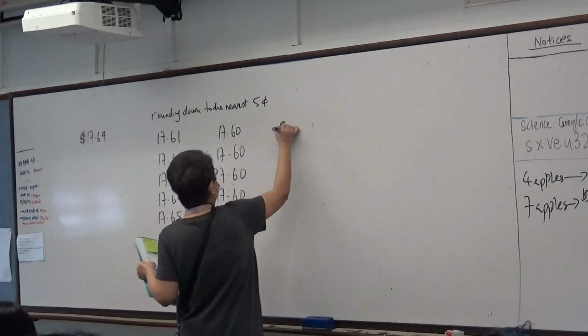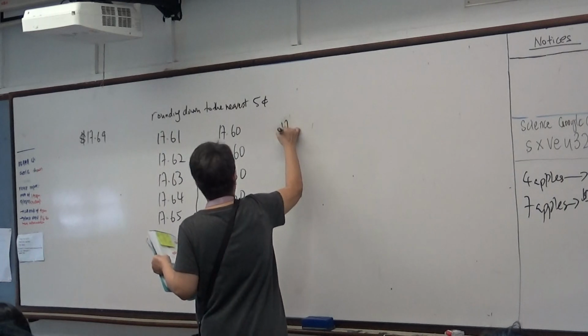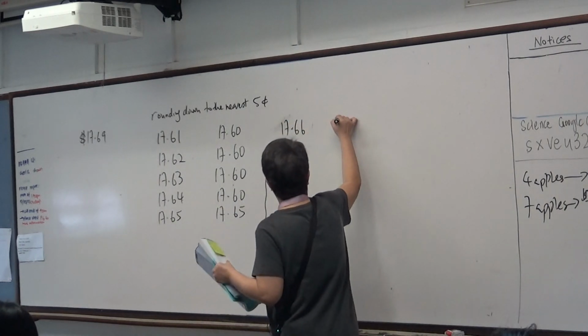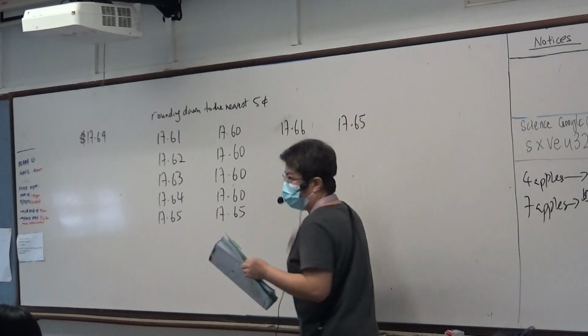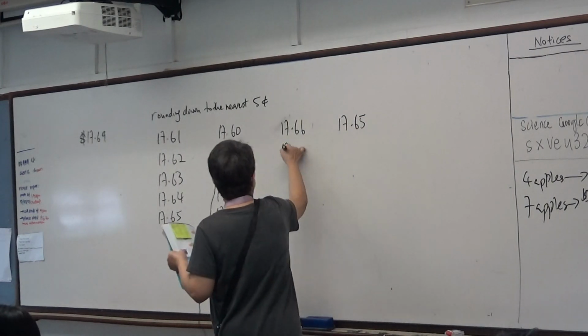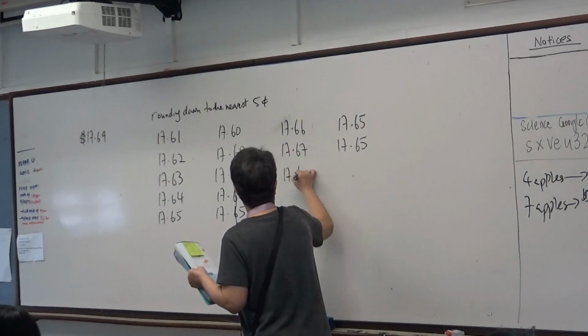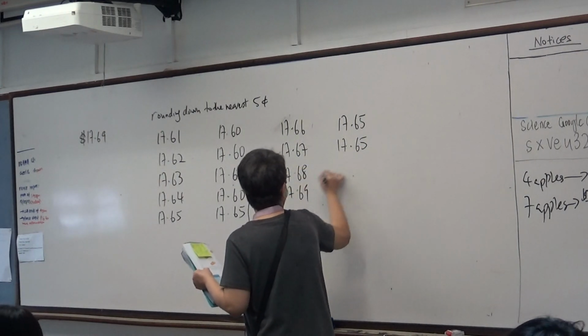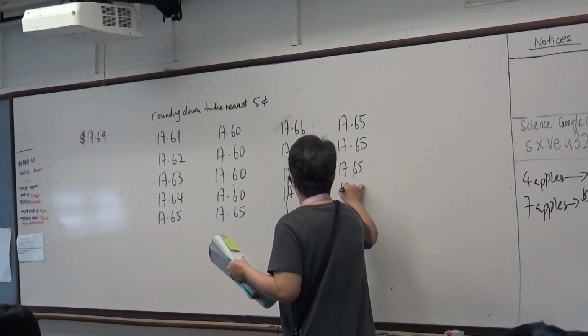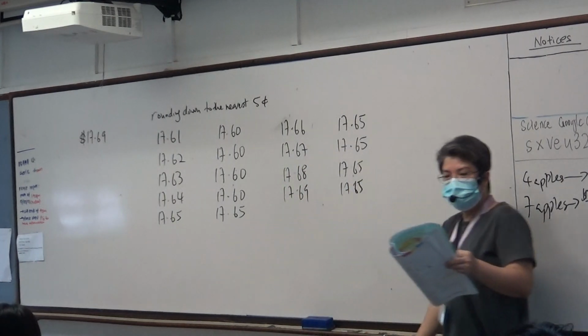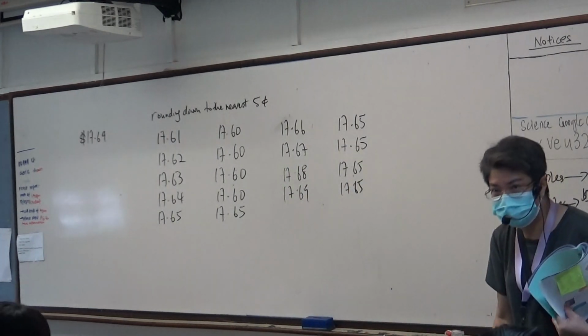Now, what about 17.66? It will be rounded down to 65, right? What about 17.67? Also 65. All these are also 65. This is the meaning of rounding down to the nearest 5 cents.